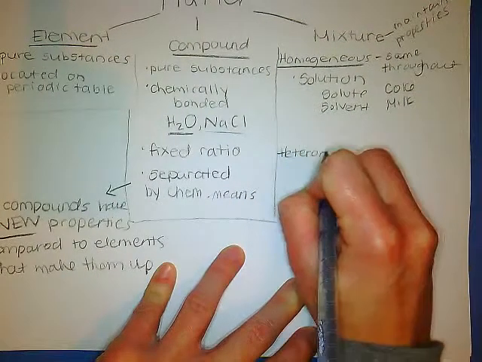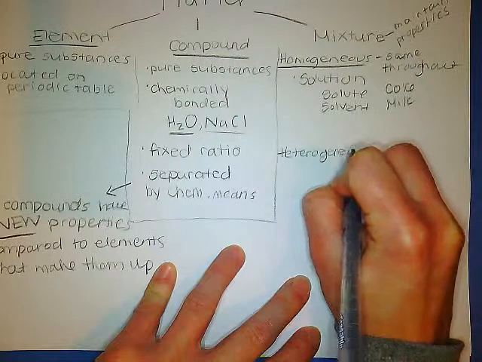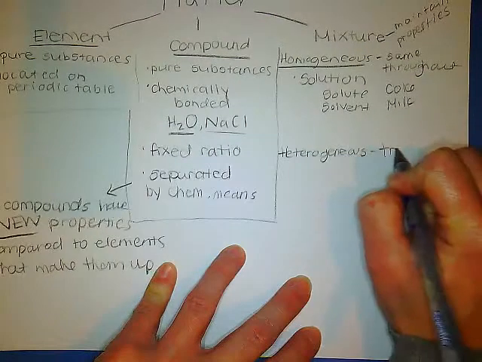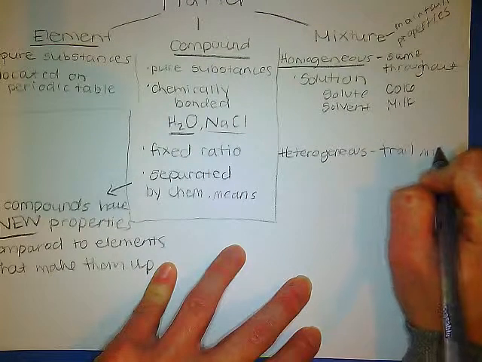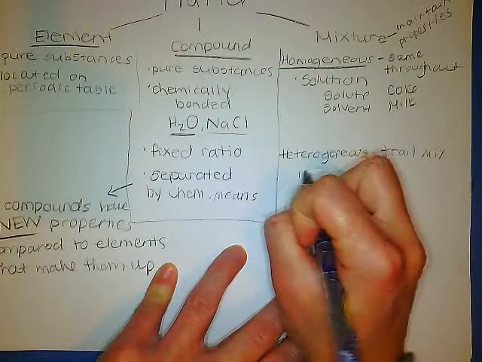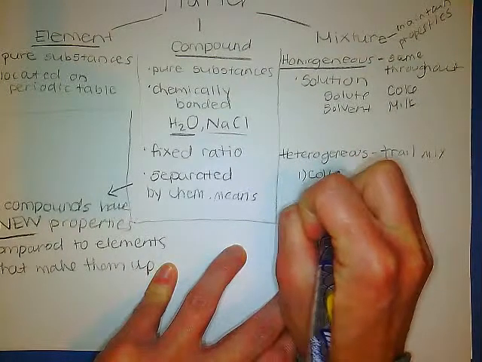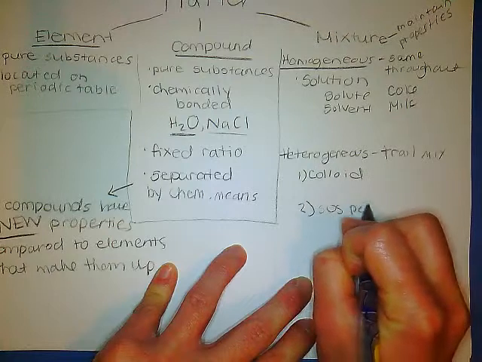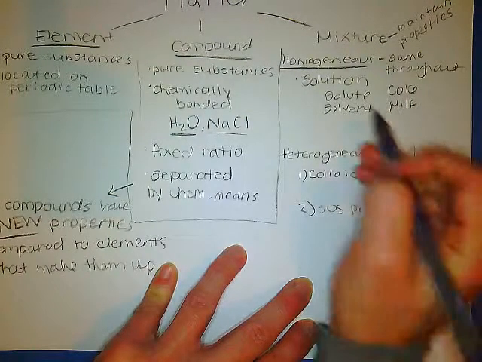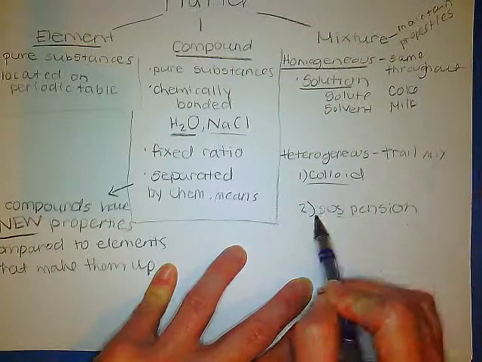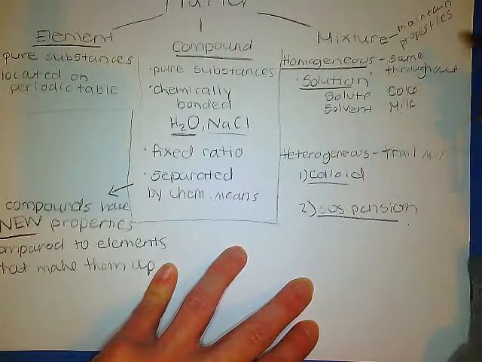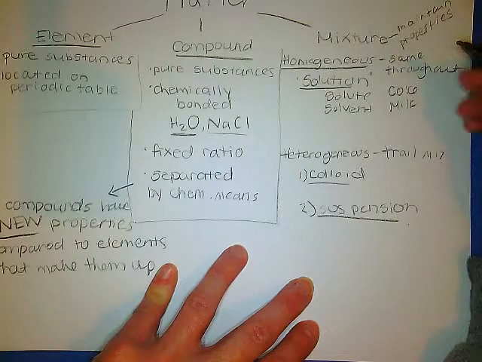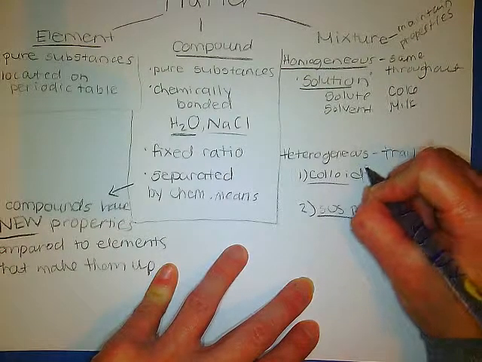Then let's take a look down here at heterogeneous. We said these are not uniform throughout. Okay, and I'm just going to write trail mix. These guys can be physically separated. And then on this one, you've got colloids, and then you've also got suspensions. And so again, on these three new terms we're looking at here, solution, colloid, and suspension, I want you to think solution, very, very small particle size. You cannot see it.